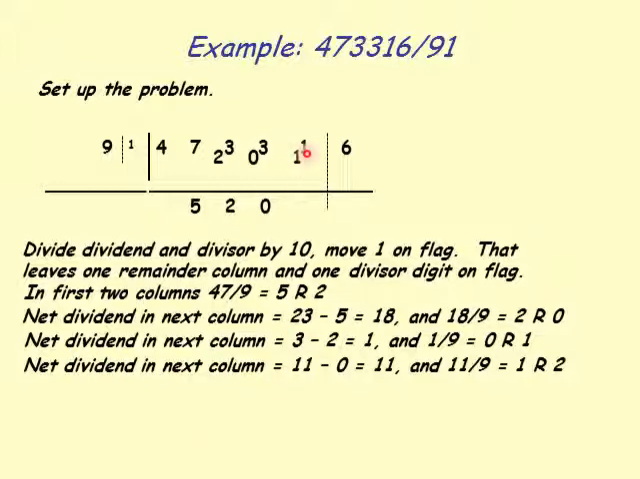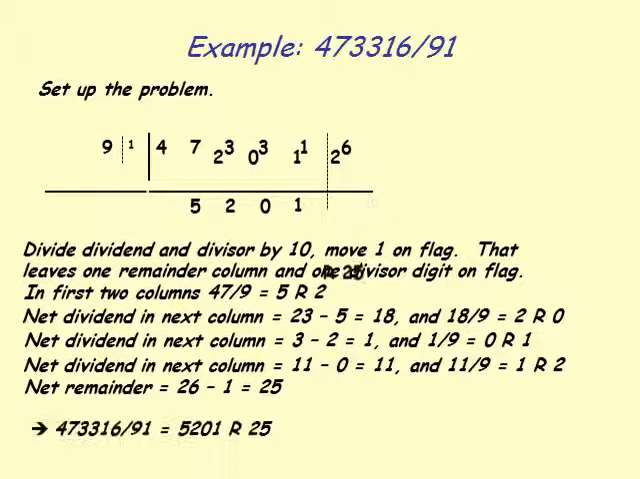Here 11 minus 0. This one, 0 times 1 is 0. 11 minus 0 is 11, and we divide 11 divided by 9 is 1, remainder 2. There is 1 here and the remainder is 2. Let's continue here. The next remainder is 26. This is 26 minus 1 times 1, which is 25. Continue here. So the remainder is 25.